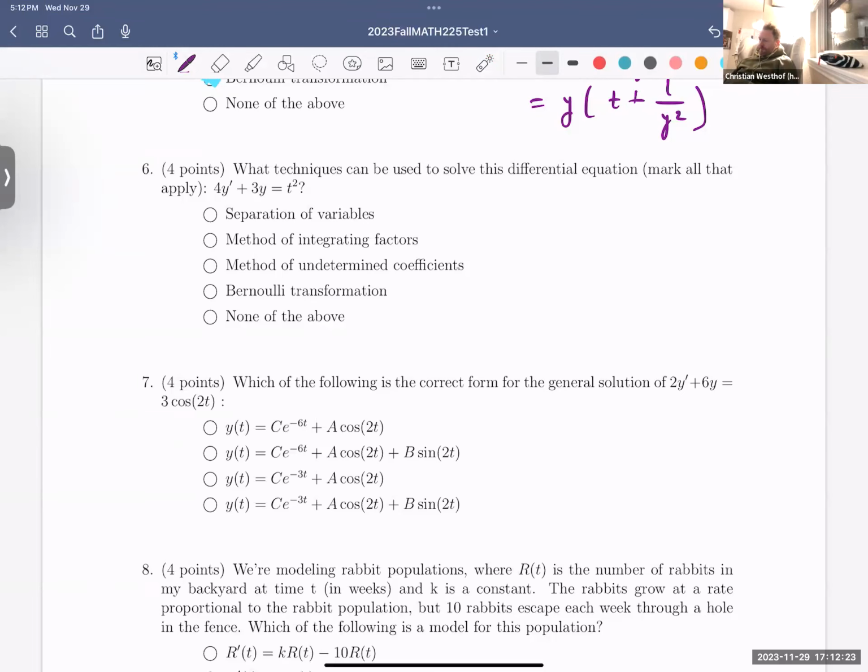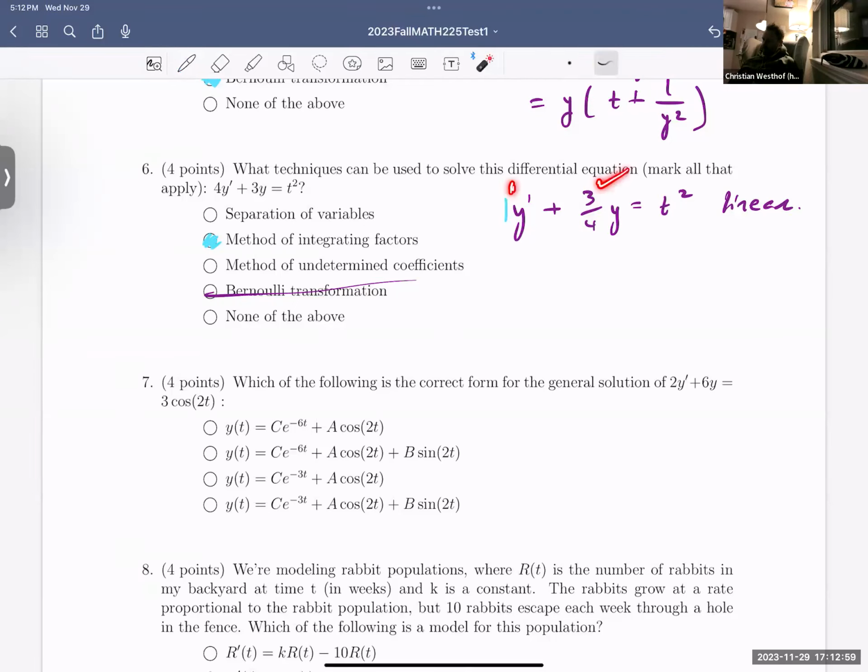Next one, make the leading coefficient 1 by dividing by 4, you'd have y prime plus 3/4 y is equal to t squared. This is linear. As it is linear, Bernoulli's out. Method of undetermined coefficients, well, integrating factor you can use straight away because it's linear. You can use undetermined coefficients if the coefficients on the dependent pieces are constants, and they are. You have a 1, you have a 3/4. You can use undetermined coefficients.